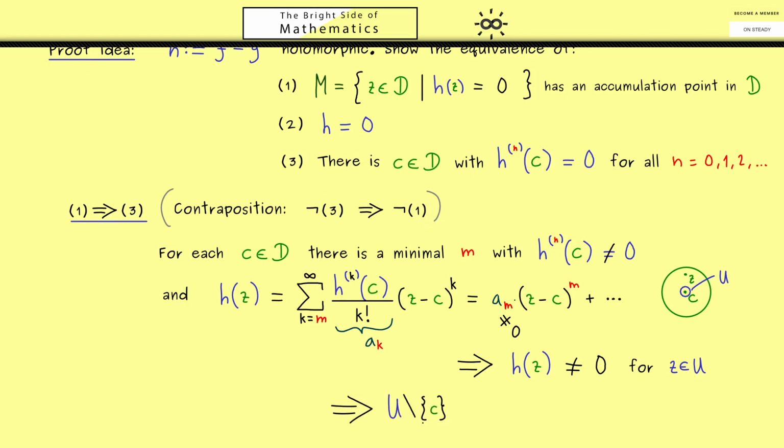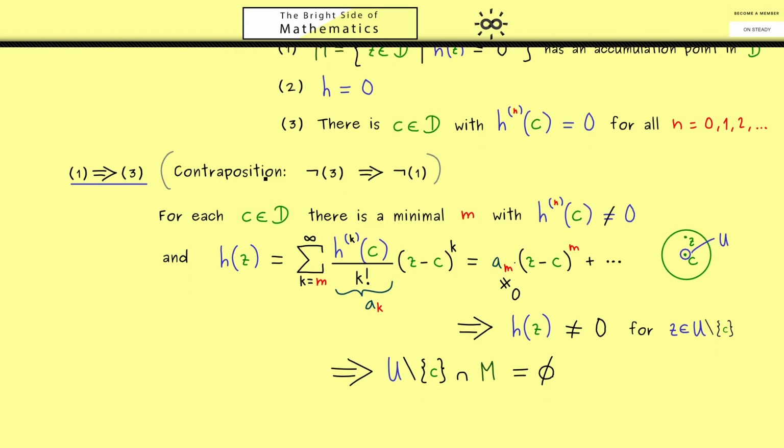So if we write it down again, U without the point c intersected with M is equal to the empty set, because we know that h(z) is not zero for all z that are not c. And with this, now we know c can't be an accumulation point. And this argumentation works for each point c we choose in D. Therefore, there are no accumulation points of M at all. Okay, then I would say, let's go to the next implication.